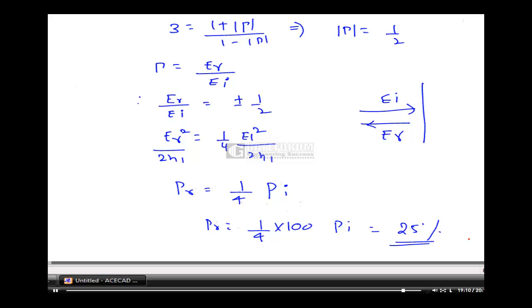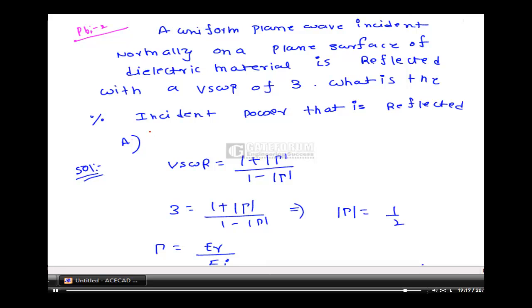So what about the remaining 75%? 75% is transmitted. So here the options given for this question are option A 10%, option B 25%, option C 50%, option D 75%. So option B is correct. So like this we can solve this problem.